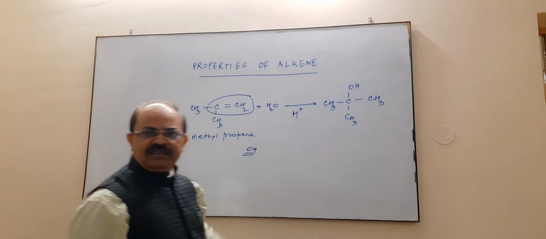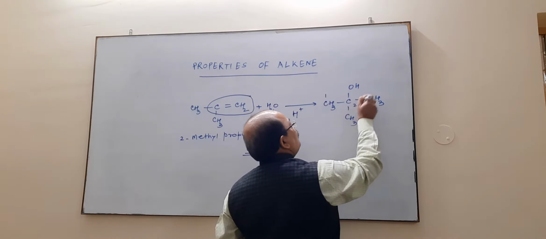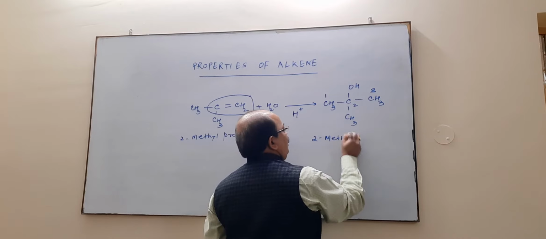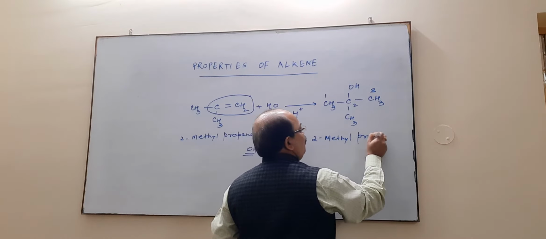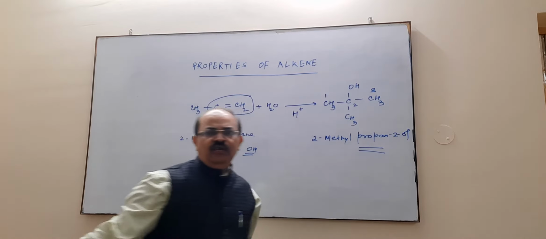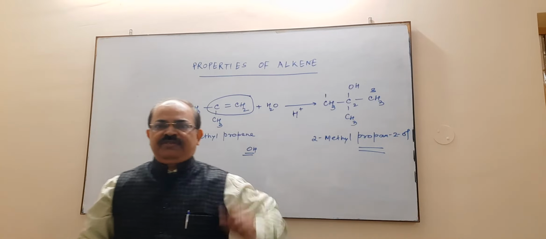Now you may write the IUPAC name of this compound. क्या होगा? It is 1 2 3. So it is your 2-methyl propan 2-ol. So this is your addition of water.